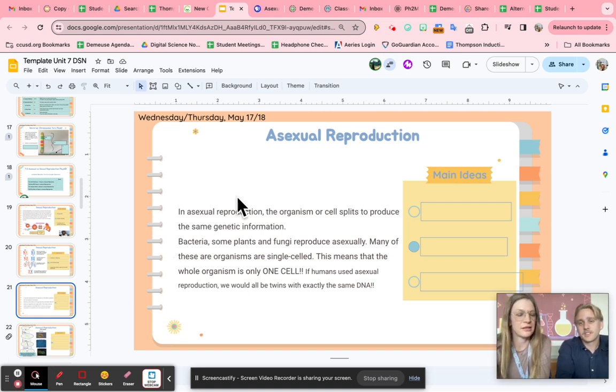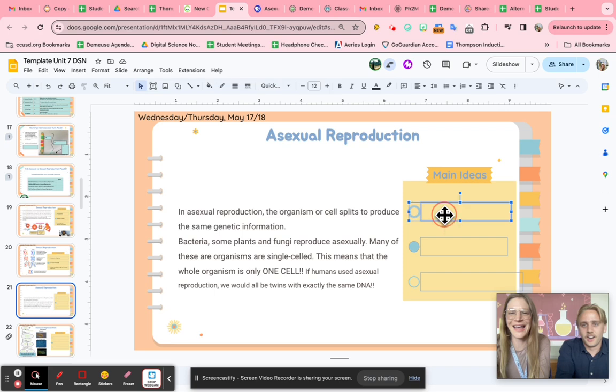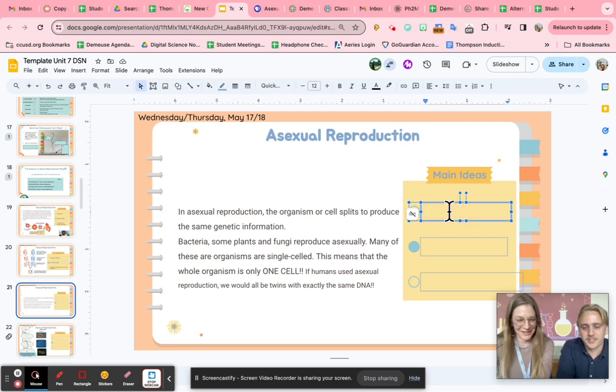What are the main ideas? Go females. All right, some main ideas of asexual reproduction. Obviously, there are not two parents. There's just one parent in asexual reproduction. So this little bacteria would just form more of the same bacteria with the same genetic information.